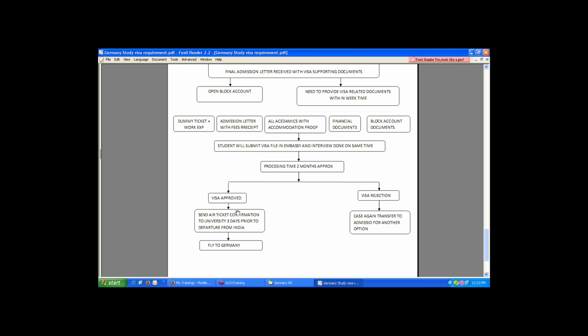Student can work part-time 20 hours per week in Germany. Spouse is not allowed for Germany. If we talk about job search visa, in case of a degree program, the student will get a 1.5 year job search visa after completion of the study.